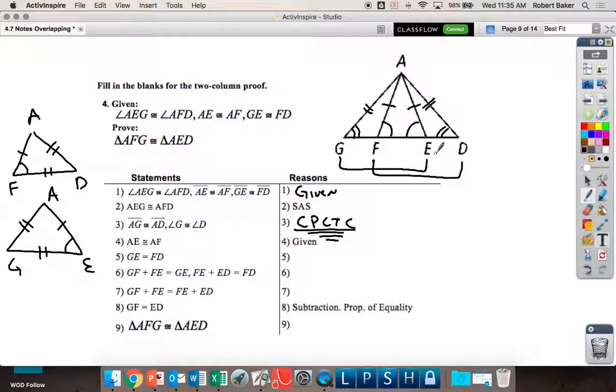Because of CPCTC. GE and FD are congruent. Why does GF plus FE equal GE and FE plus ED equal FD? Segment addition postulate.